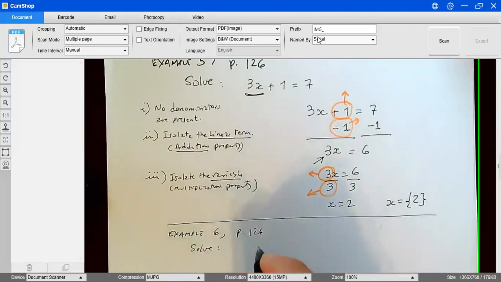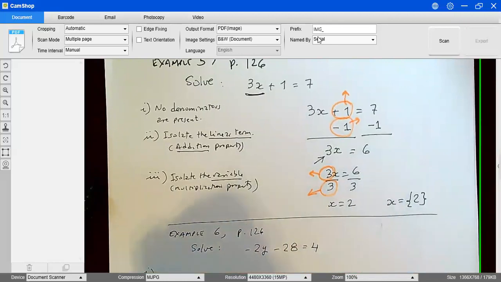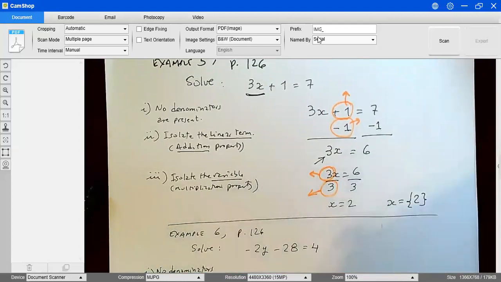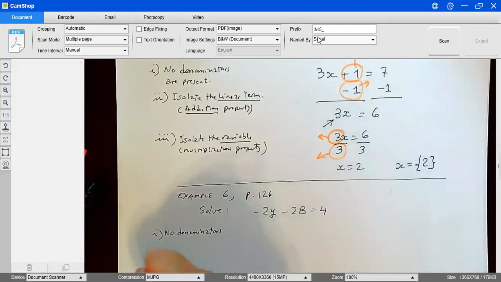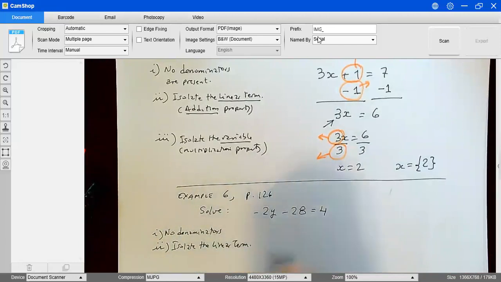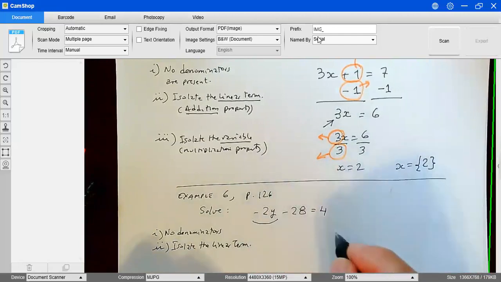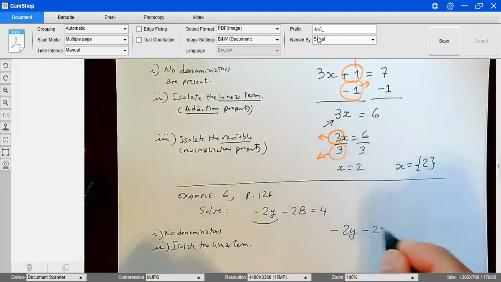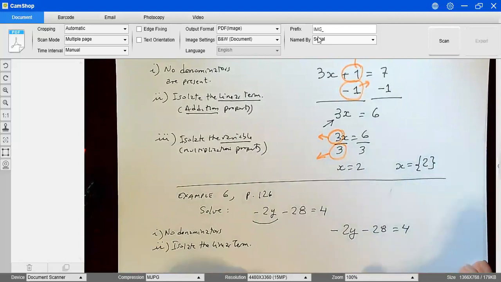We're going to solve another equation. This equation is negative 2y minus 28 equals 4. The first thing that we see is that there are no denominators to remove, so we go directly to the second step. We're going to isolate the linear term. What is the linear term? This is the linear term. I need to get the linear term alone.